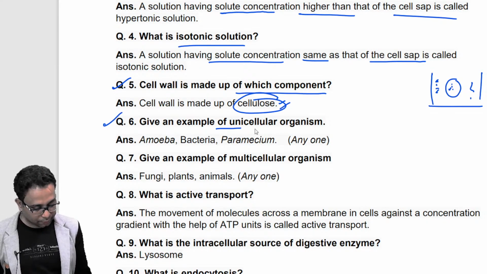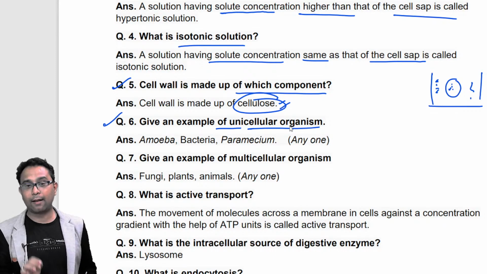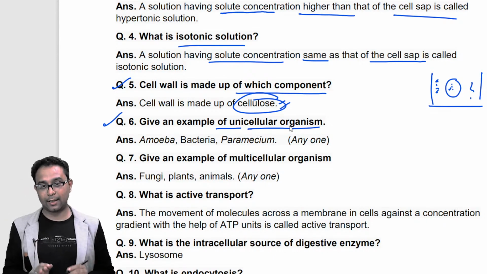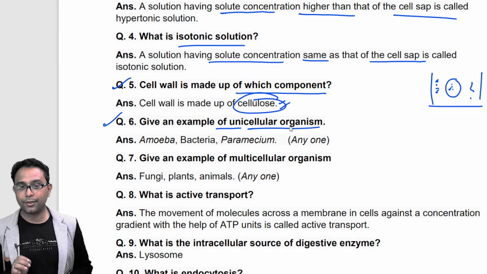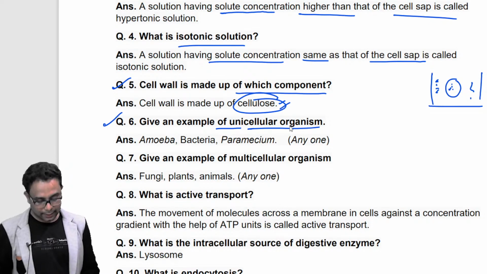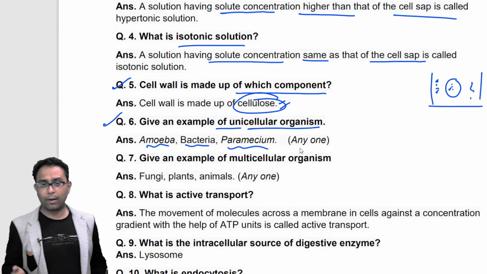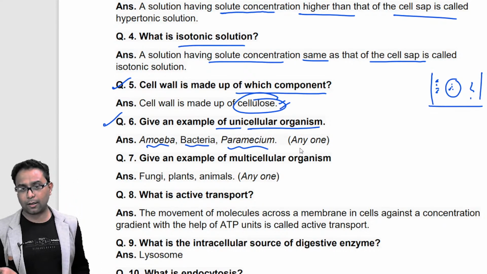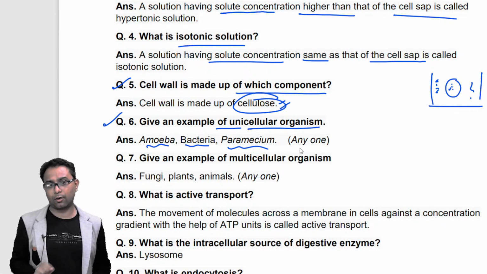Give an example of a unicellular organism. Unicellular means they have only one single cell, right? Single cell organism is also called a unicellular organism. Like amoeba, like bacteria, like paramecium. Anyone, you write down in your copy. All are examples of unicellular organisms.